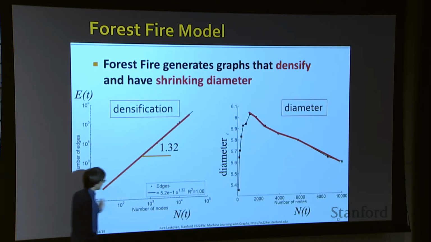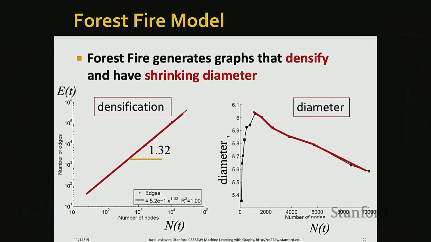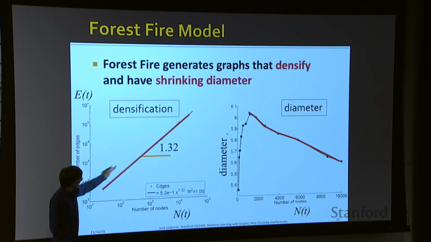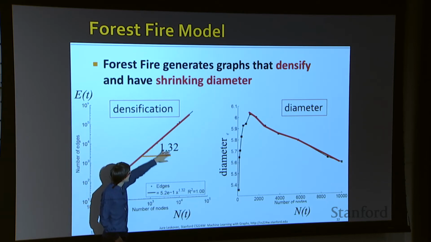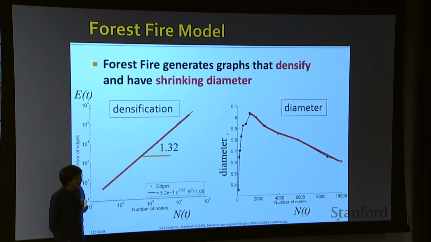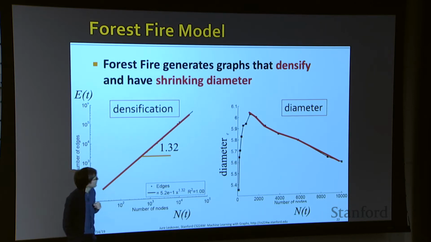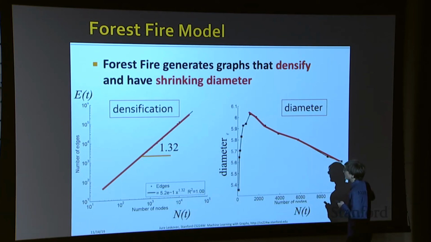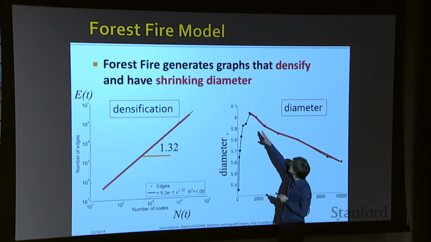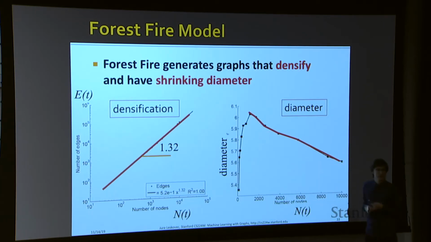Here is the number of nodes as a function of time. Here is the number of edges. And here the dots are the graphs. If you plot this on logarithmic scales and fit a line, you get a very nice straight line with an exponent of 1.3. And then if you also plot the diameter as a function of the number of nodes, again you see how the diameter is shrinking.